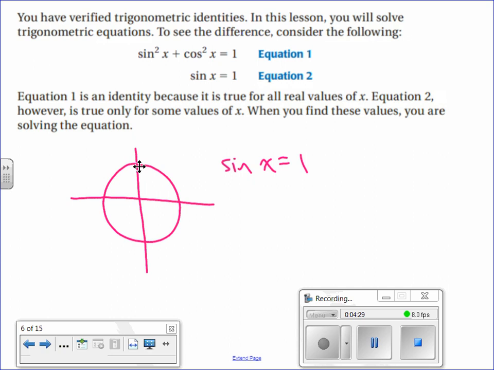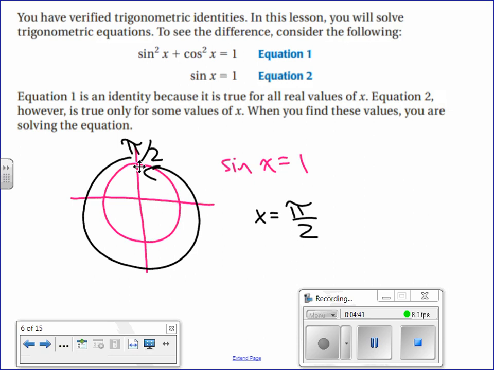There's only one. It's up here at 90 degrees or pi over 2. So our answer for this one would be pi over 2. Now, we have talked that if you would take yourself and spin another 360 degrees, or 2 pi radians, you'd be back at the same exact spot.